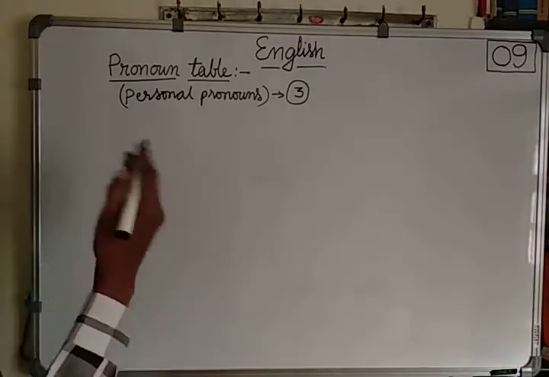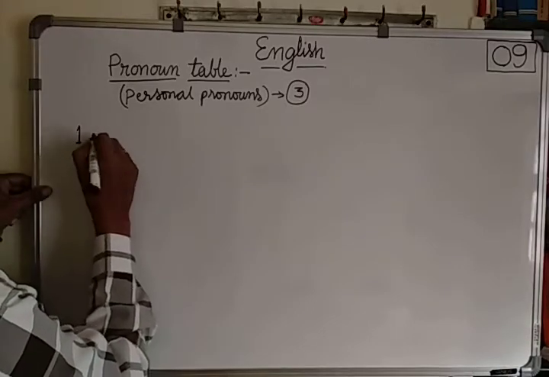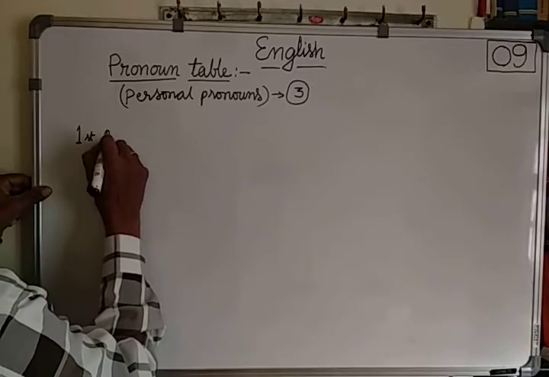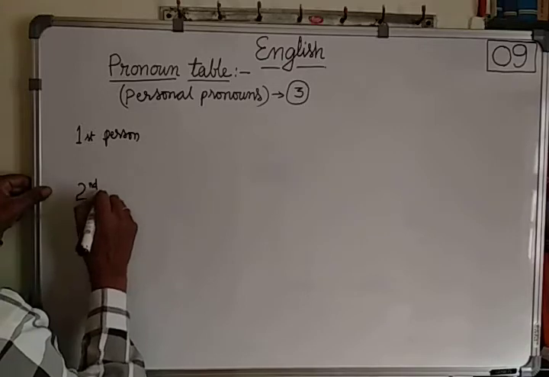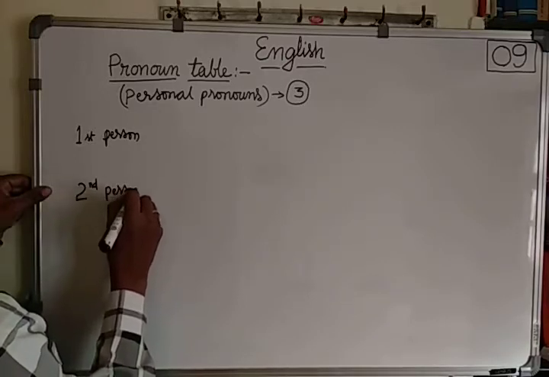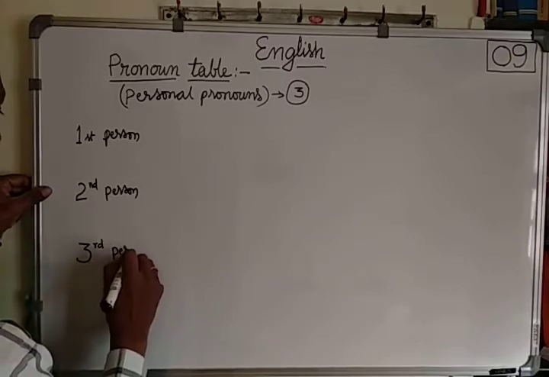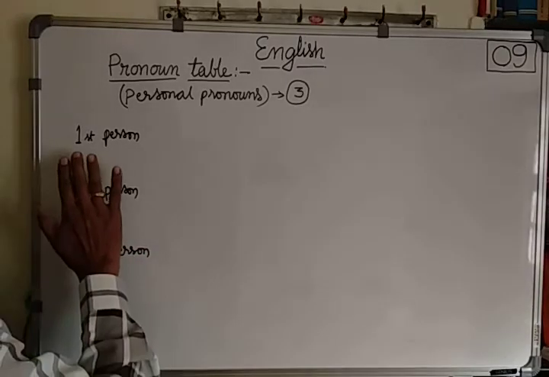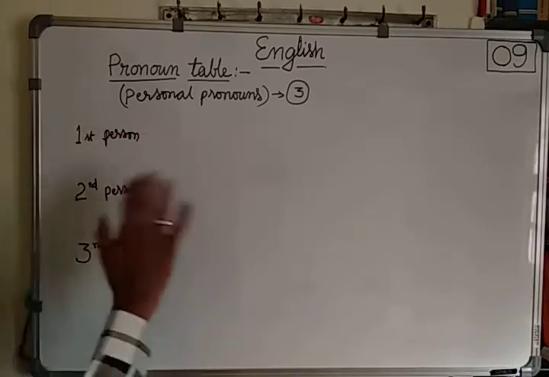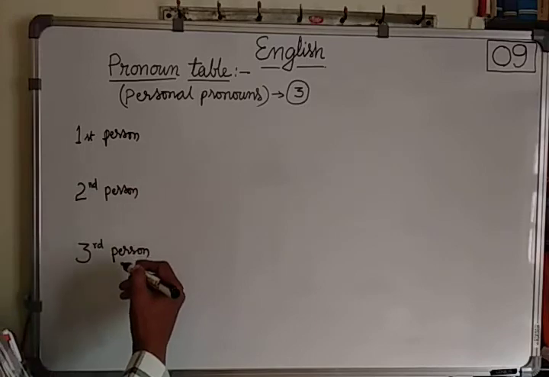Which are they? First person, second person, third person. In Indian languages, this is called Purusha: Prathama Purusha, Dvitiya Purusha, Tritiya Purusha, in Kannada, Tamil, Telugu, and also in Hindi. First person, second person, and third person.